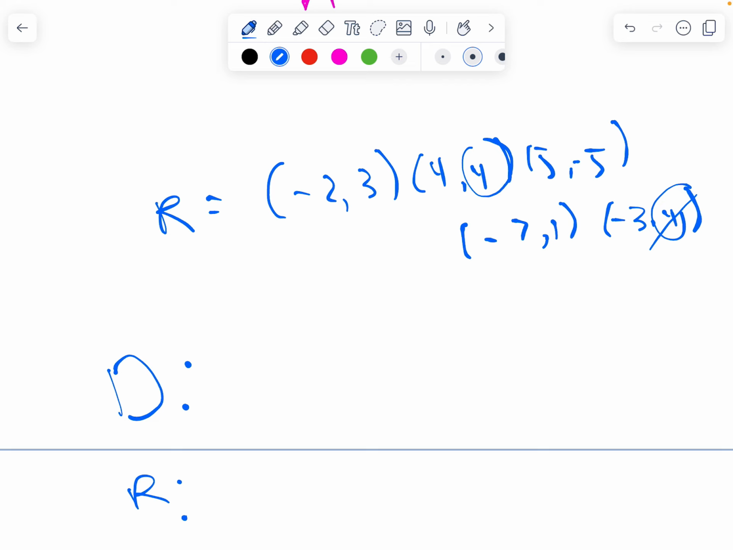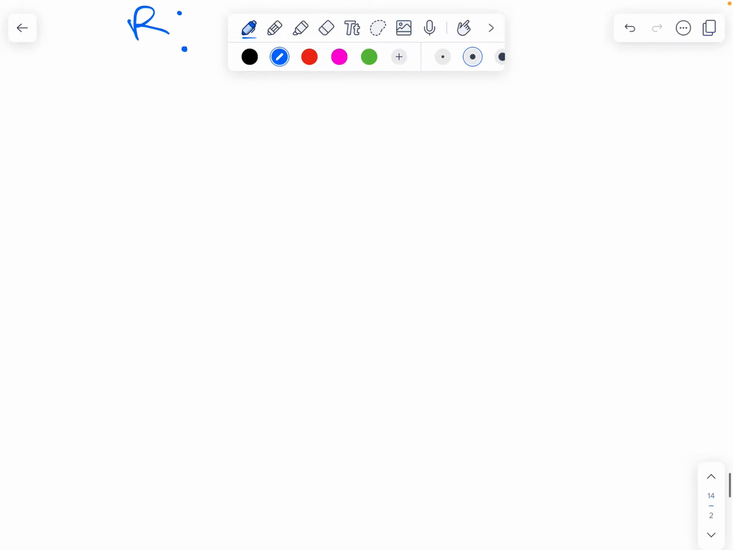And is this a function? Answer is yes, because there's no repeated x values. Repeated y values are fine, but repeated x values means it's not a function. Okay, next question. When you look at a graph, how do you know if it's a function or not?